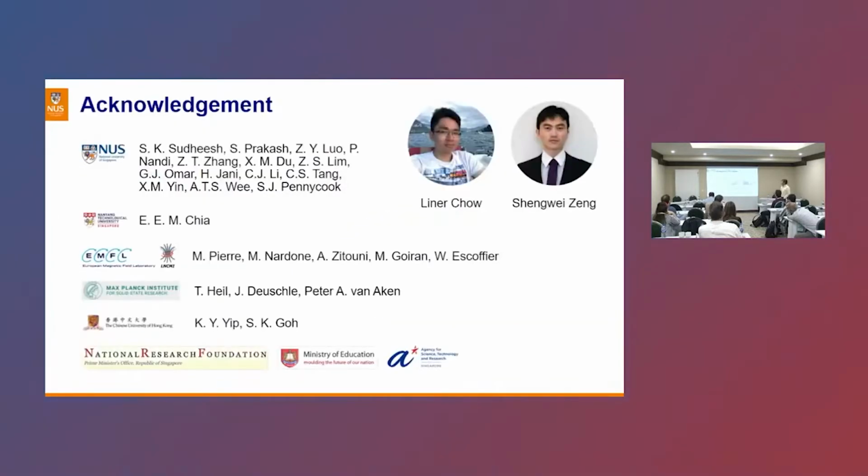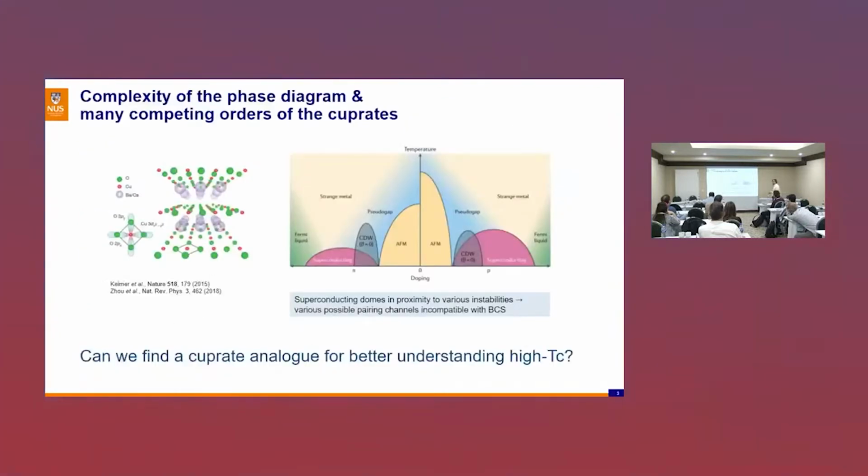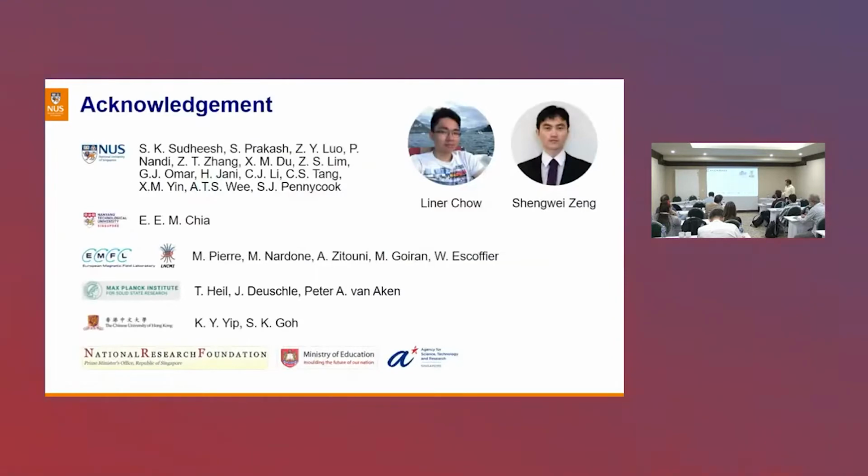All right, so again, why are we doing this? Come back to this complex phase diagram of the cuprate. We know that there are many fluctuations surrounding the superconducting dome. This can possibly lead to different mechanisms that we still need to understand. So the main motivation why we do the nickelate, which has been pursued in the last 30 years, is: can we find a cuprate analog to better understand the high Tc?